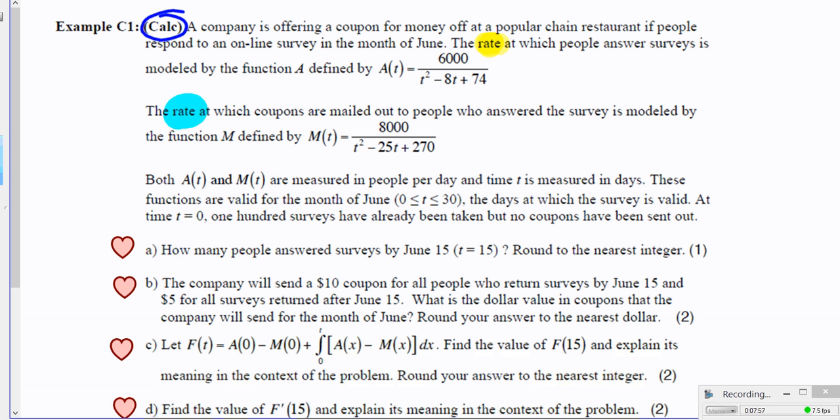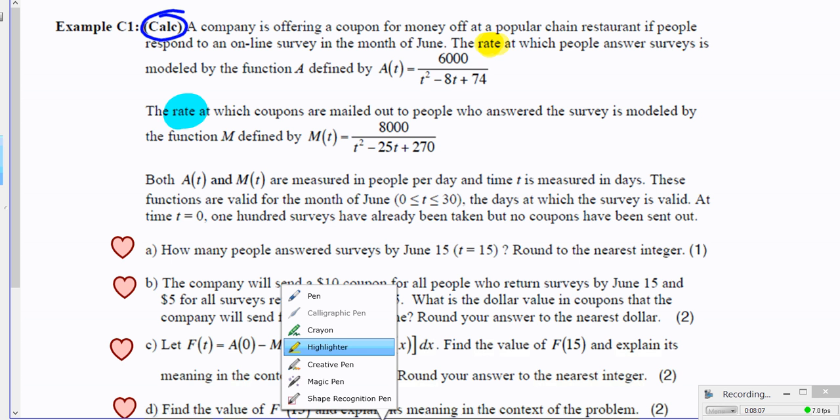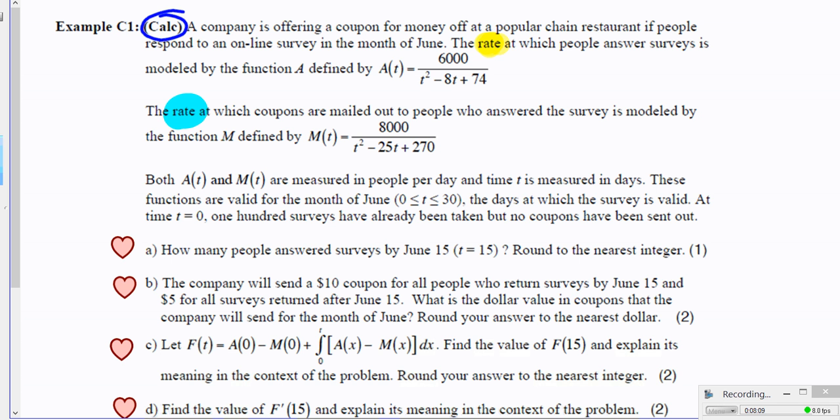And the domain of the functions is from 0 to 30 for the month of June. And they say at the beginning of this whole deal, 100 surveys have already been taken, but they haven't sent out any coupons yet. So they start out with this initial condition right in here. And we do need to pay good attention to that. It is very common for that kind of information to be in the stem of the question, but maybe not be used until later in the question. So we just need to make sure we don't forget that.